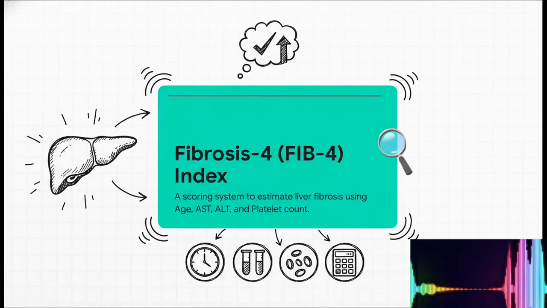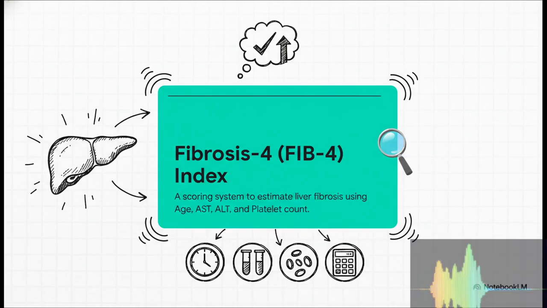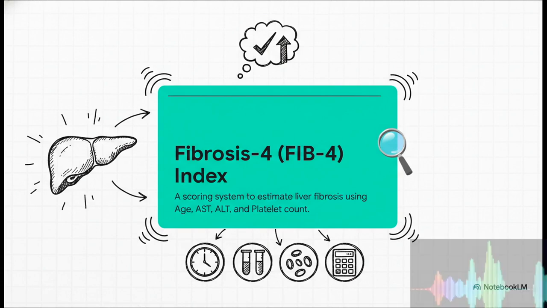So what exactly is this FIB-4? Well, it's a validated scoring system that gives you an estimate of how likely it is that there's advanced liver fibrosis or scarring. It's so powerful because it just takes 4 simple things: the patient's age, their AST, their ALT, and their platelet count, and rolls them into one single actionable score. It's cheap, it's accessible, and it's been validated for this exact purpose.